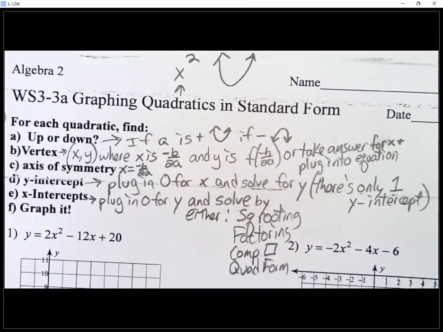Now, let's see if we can do it. It doesn't really matter in which order you do these things.